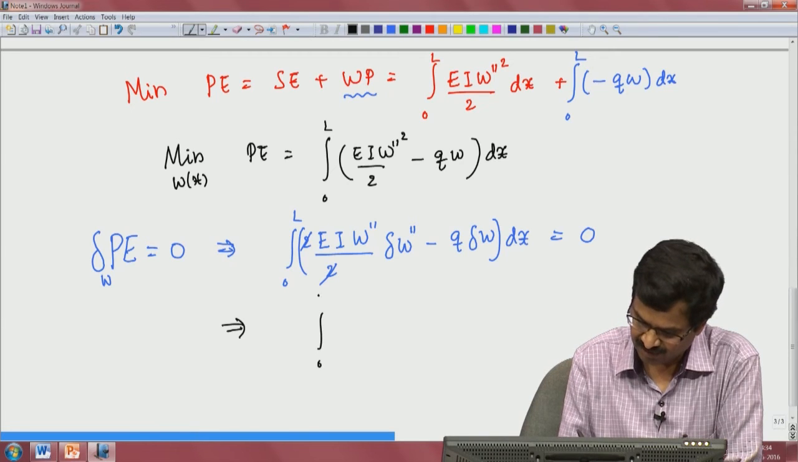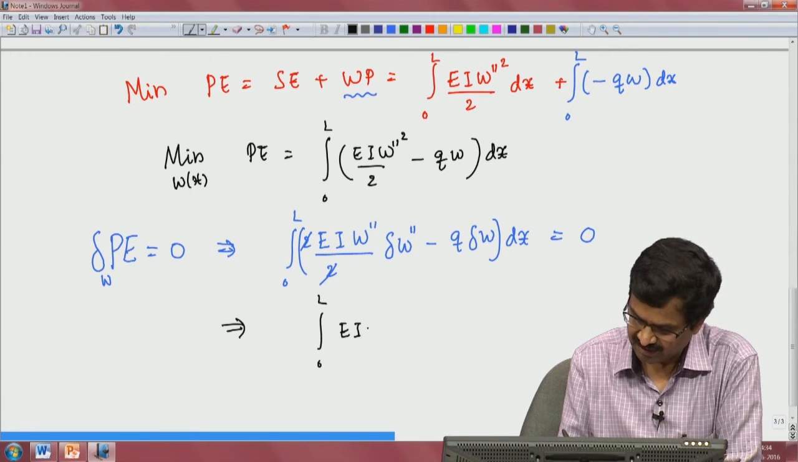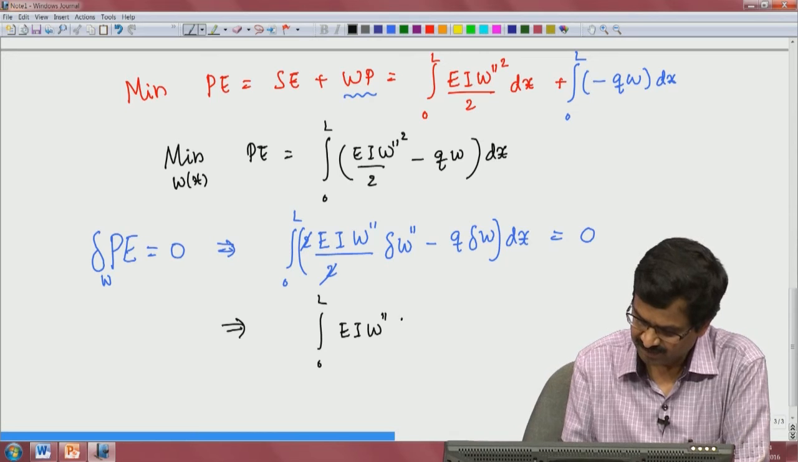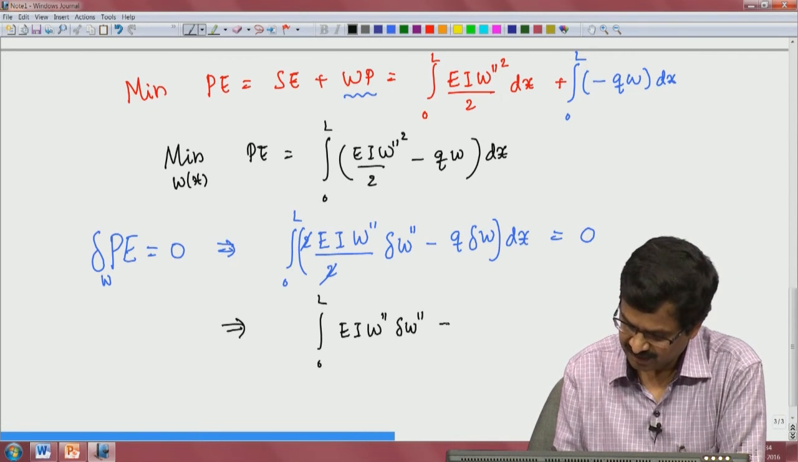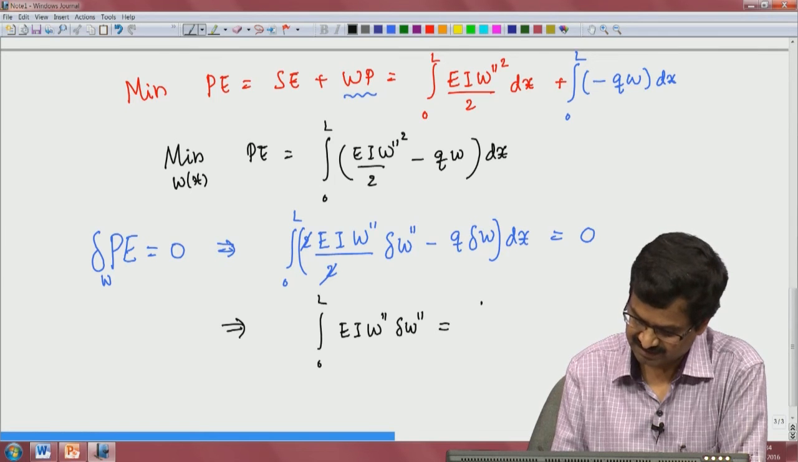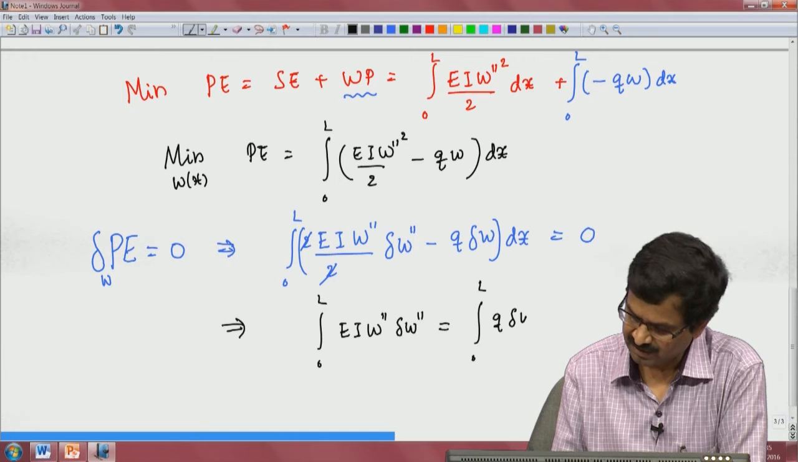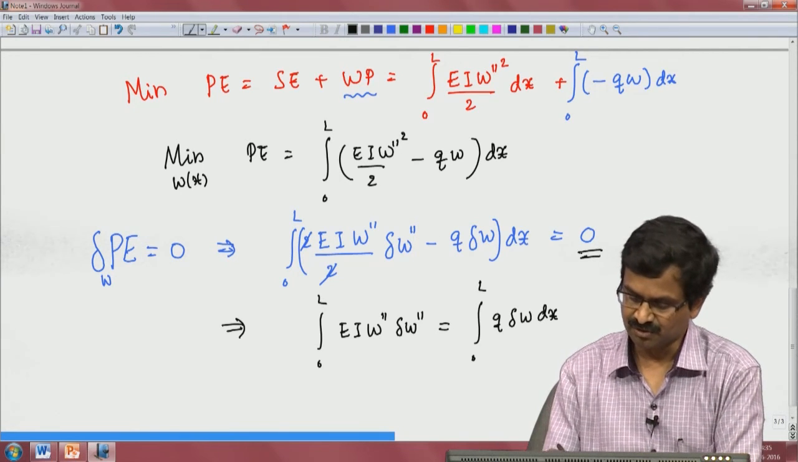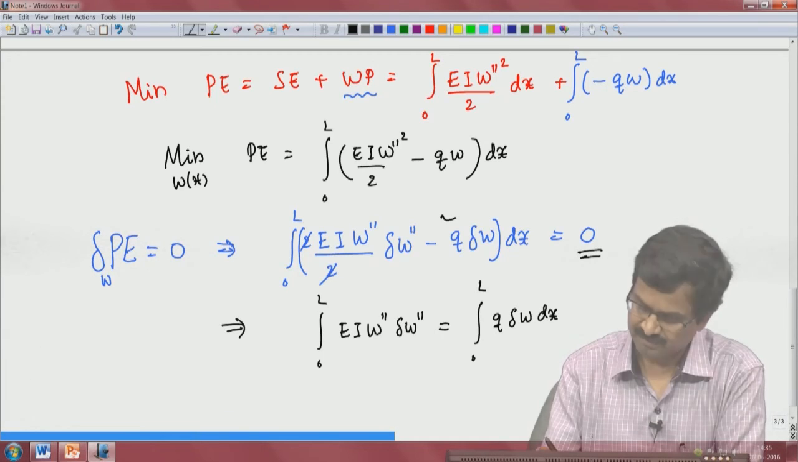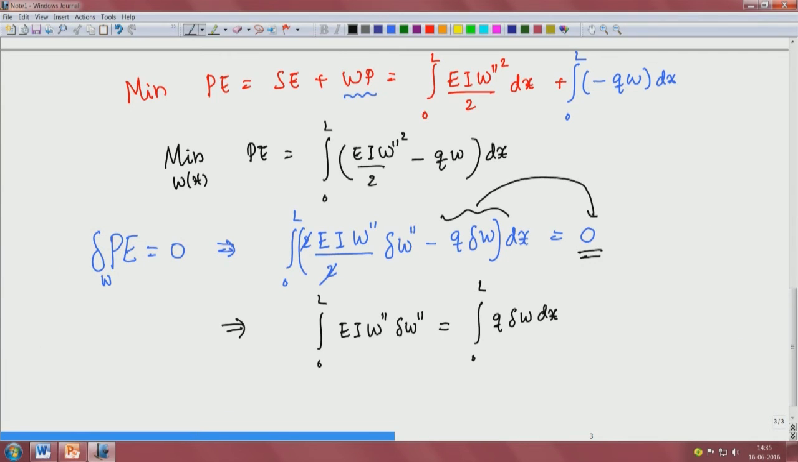Now, this particular thing, if I just write it in a slightly different form, I will say integral 0 to L EI W double prime delta W double prime equal to, because the minus is there, I take this to the other side, q into delta W dx, because that is equal to 0. I have taken this term to the other side.